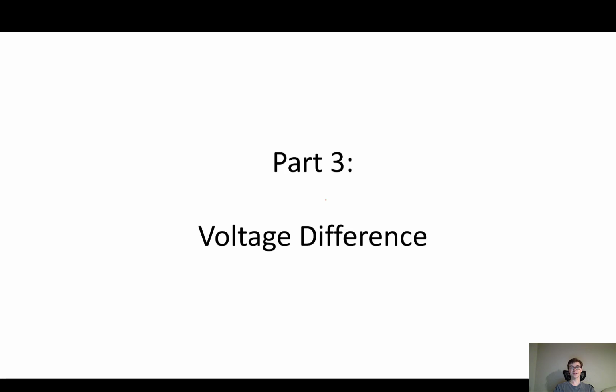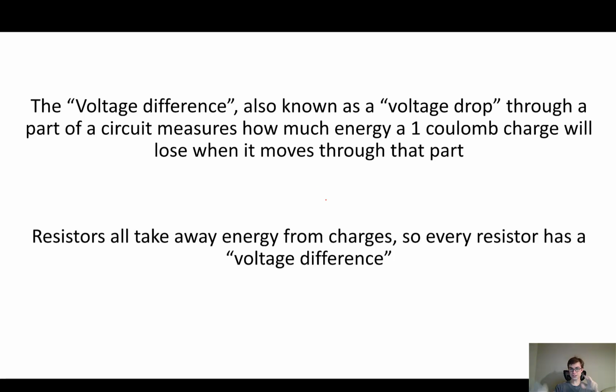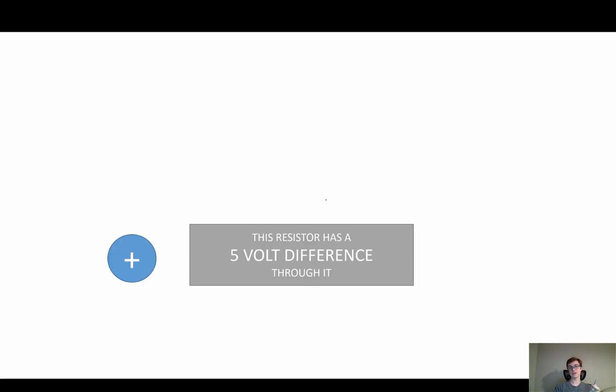Part 3, last part of this video, I want to tell you about the voltage difference. So the voltage difference, which is also sometimes known as the voltage drop through a circuit, it measures how much energy a 1 coulomb charge loses when it moves through. Resistors take energy away from charges, so every resistor has a voltage difference. That might seem kind of abstract, so let me give you a decent example.